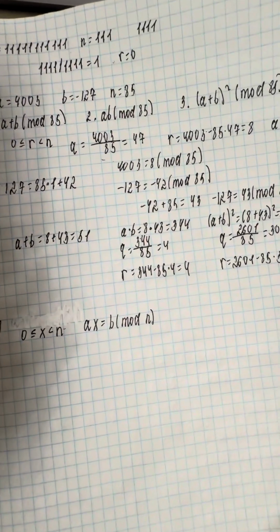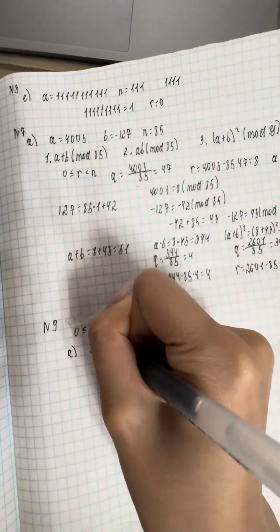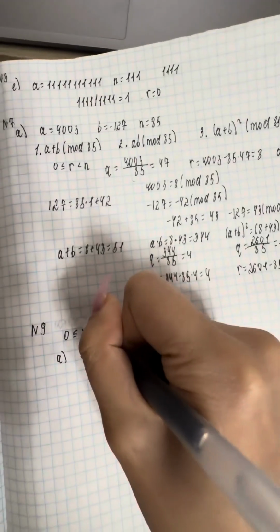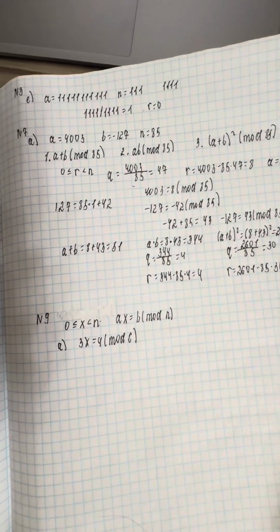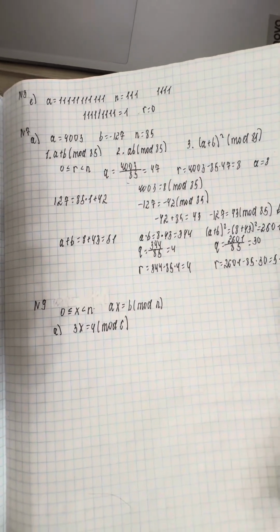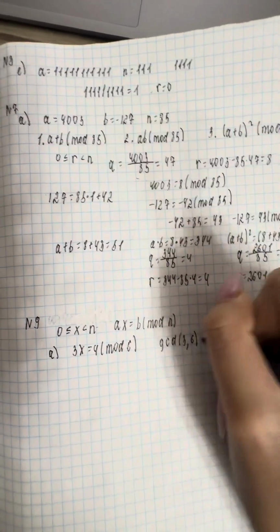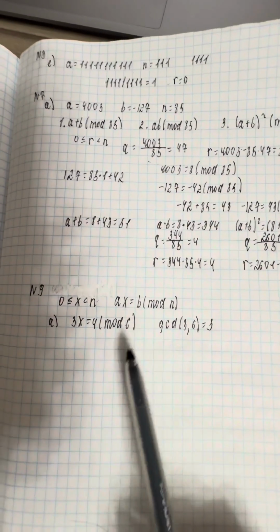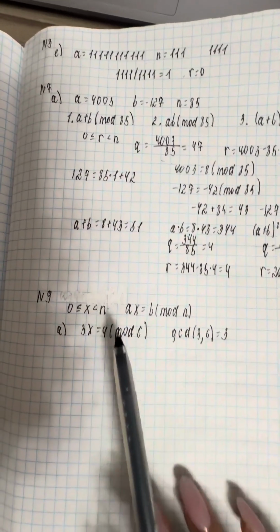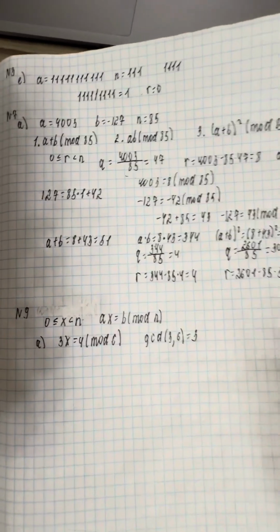And part A, 3x equal to 4 modulo 6. We compute the greatest common divisor of 3 and 6, and it is equal to 3, and we check whether 3 divides 4, and it does not, and we don't have any solutions.